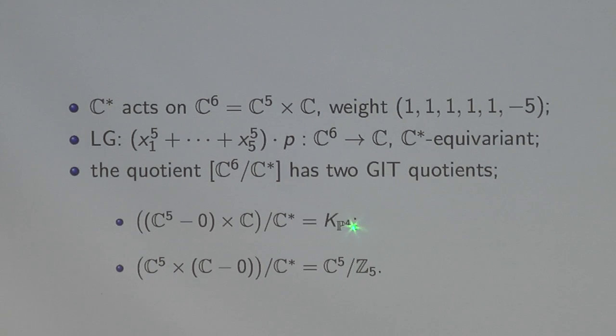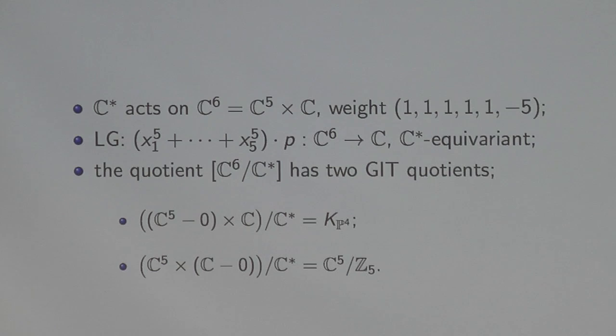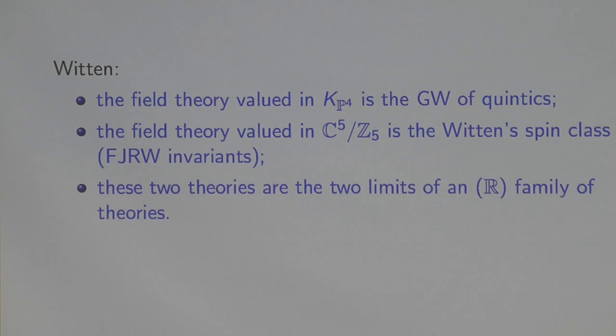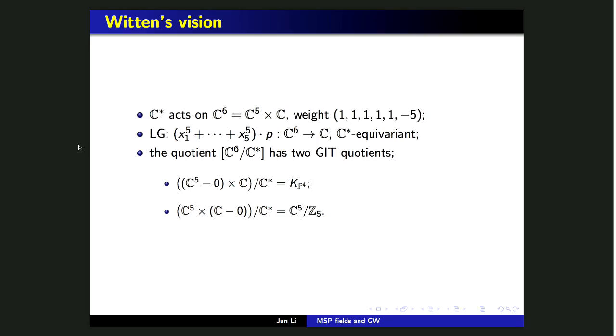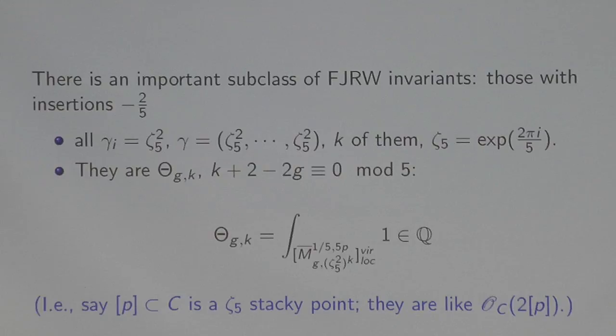Okay, so this is the first thing you learn from an elementary course in algebraic geometry. You see, here we have K_P4, and we have C^5 cross C quotient by Z5, and what? Wait.